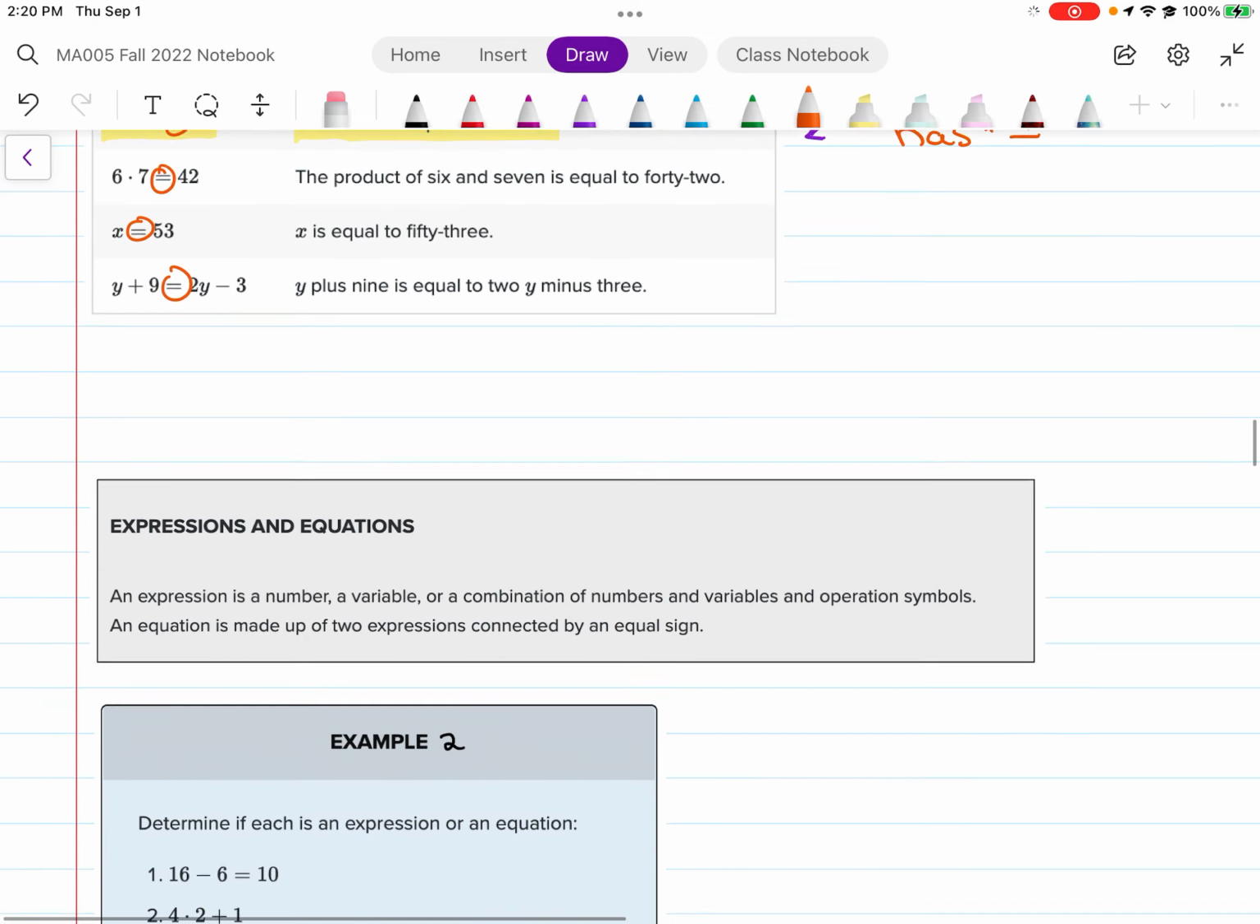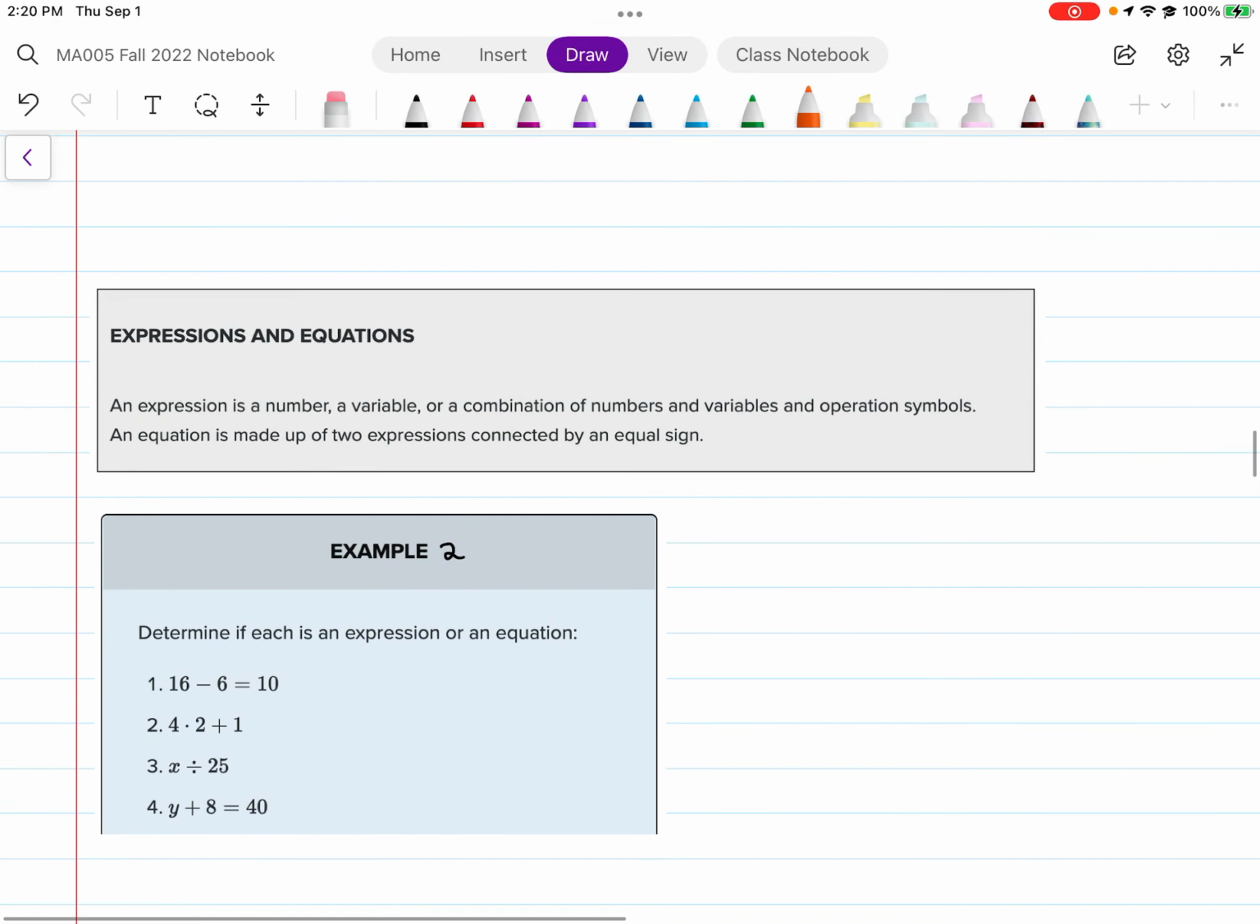An expression is a number, a variable, or a combination of numbers, variables, operations, and symbols. It's just a bunch of terms. Those are called terms. An equation is made up of two expressions connected by an equal sign. So it's an expression on each side. Even just a single number is really considered an expression.